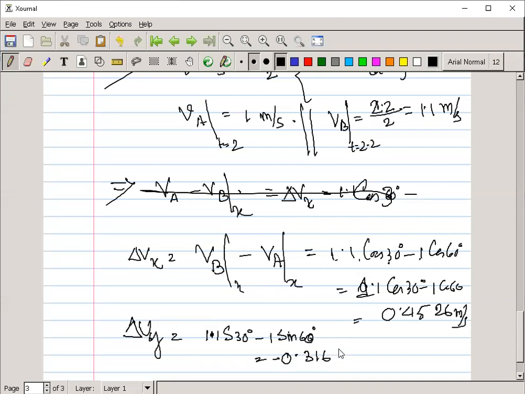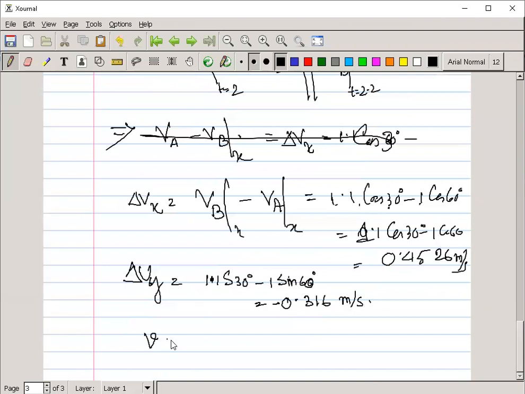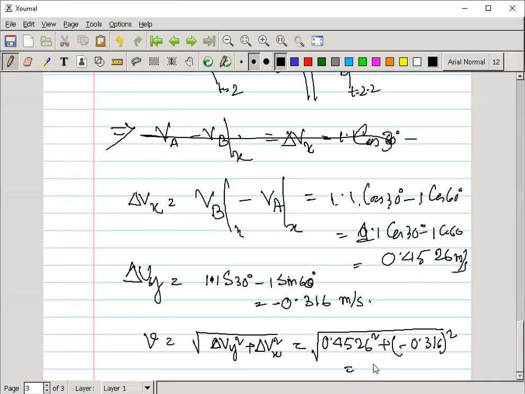Minus 0.316 meter per second. This one. So the change in the velocity, what we have to find out is simply v is equal to root over of del vy square plus del vx square, which is 0.4526 square plus 0.316 square, which shows us a root over of that, 0.552 meter per second.